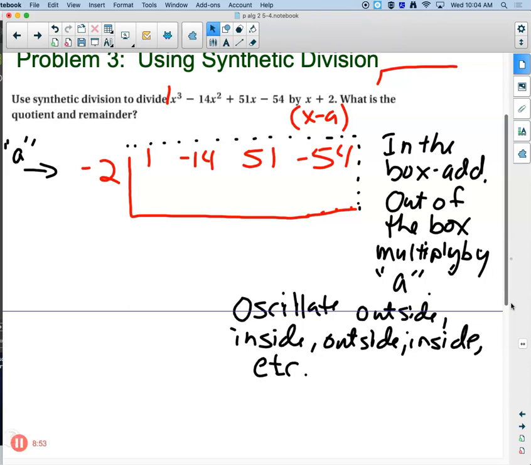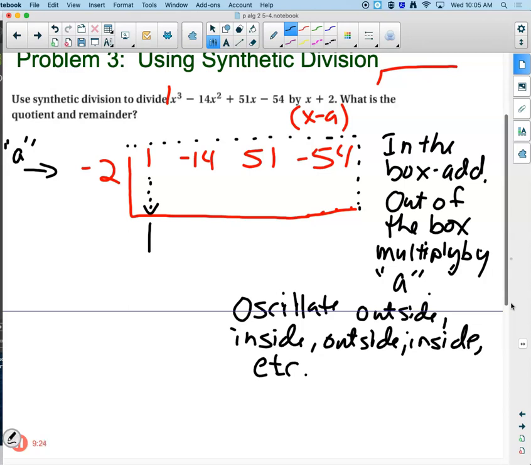Okay, Cedarholm. So if we have to oscillate back and forth between outside, inside, how do we start? I mean, there's all kinds of numbers up there. Well, remember, that first number is called the leading coefficient. This leading coefficient is going to start us off. Right now it's inside the box. We're going to put it outside the box. That's how we start.